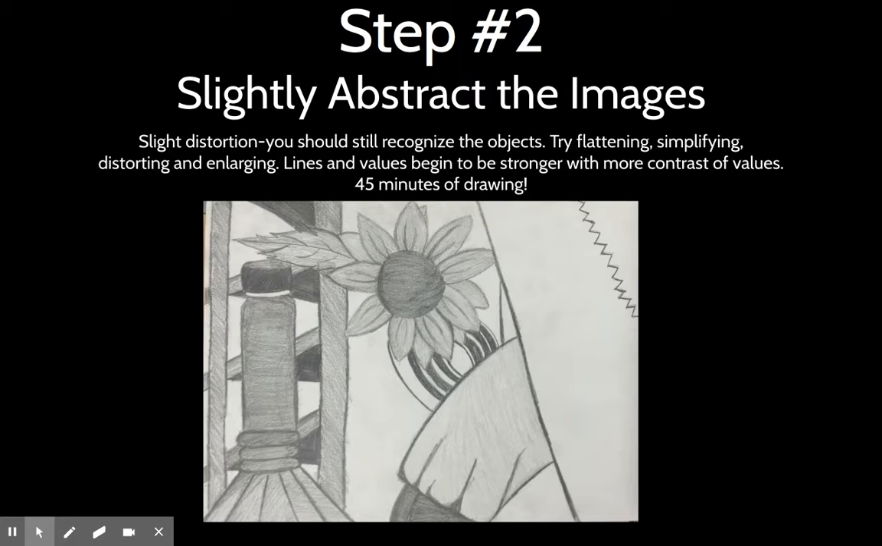Step number 2, we're going to slightly abstract the images that you drew. So you're going to start adding slight distortion, right? We're still going to be able to recognize objects, but they're now going to be maybe a little flattened. They might be a little simplified. They might be a little distorted. They might be a little enlarged, okay? Think about lines being stronger. Think about values having more contrast. Again, this is also 45 minutes of drawing, okay? So that's step 2. You can probably tell where this is going.